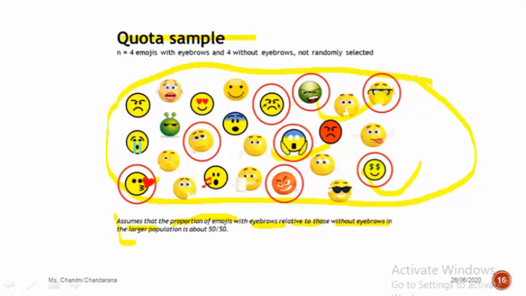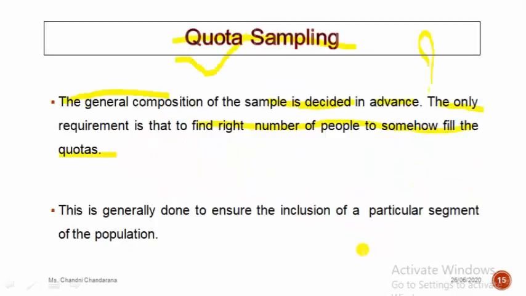So we have to select the sampling. We have to make a quota of the emojis with eyebrows and without eyebrows. So we can divide it in a 50-50 proportion because our target is already decided. This is generally done to ensure the inclusion of a particular segment of the population.